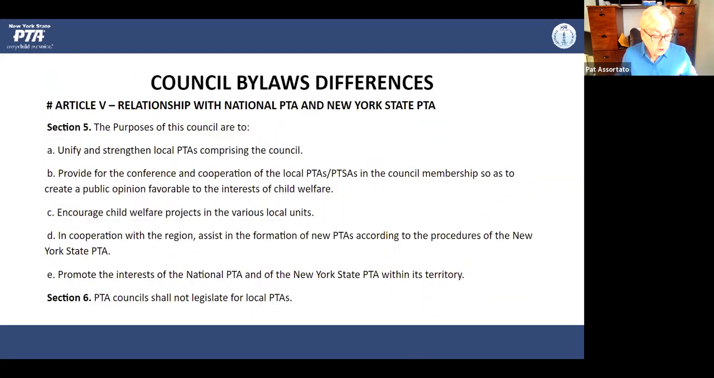So now I had promised we'd go over the differences between unit bylaws and council bylaws. Under Article 5, there are a number of differences. Section 5 in council bylaws defines the purposes of the council, which are a little bit different than the unit. Section 6 prescribes council's relationship with the local PTAs. Please note that councils may not interfere with its local units on internal PTA matters or dictate to a local PTA.